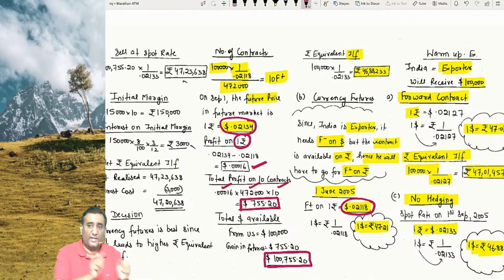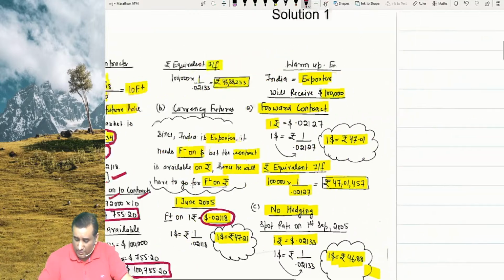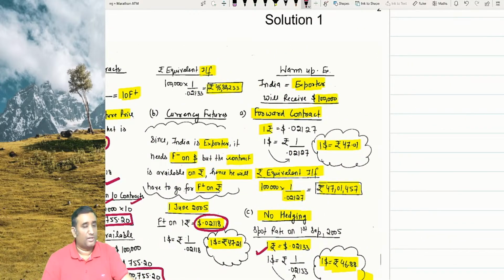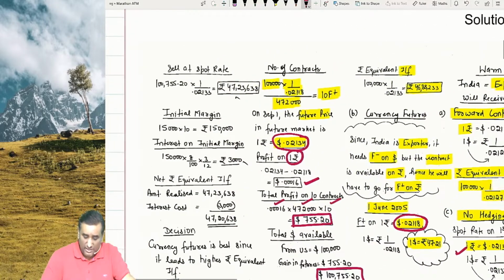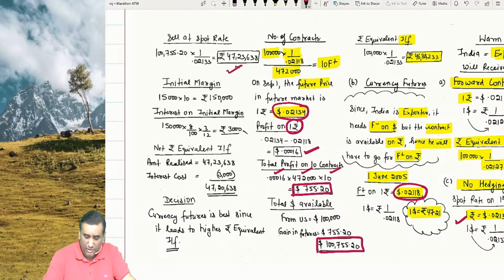1,00,755.2, and go to which market now? Cash market, and sell at what rate? Sell at this rate. When you sell at the cash market rate, sir, why is it not coming exactly 47?